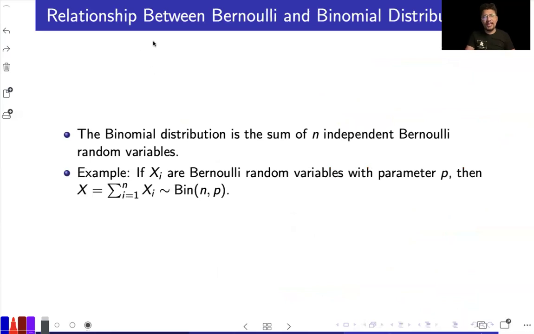Okay. Moving ahead now, this is the same thing that I just explained. The binomial distribution is the sum of n independent Bernoulli random variables. So if xi is a Bernoulli random variable with parameter p, then the summation of xi will follow a binomial with parameter n comma p.